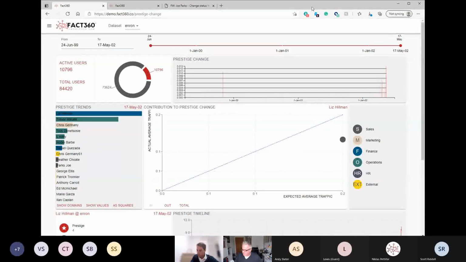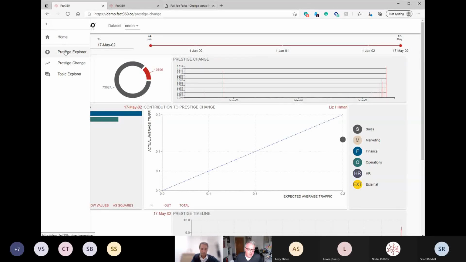I'll just give you a quick orientation on the tool itself. What we have at the top is the date range, so you can see it operates over a 3-year period from mid 99 to mid 02. The way the tool functions is there are 3 separate areas. I'm just going to click on this hamburger menu on the left to show you: Prestige Explorer, Prestige Change, and then Topic Explorer.